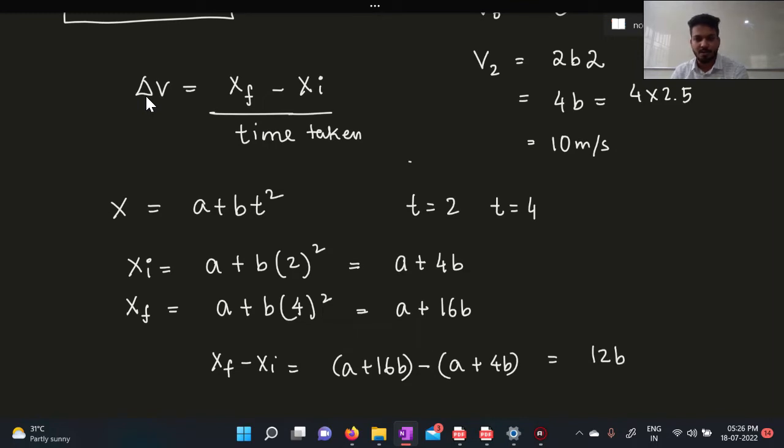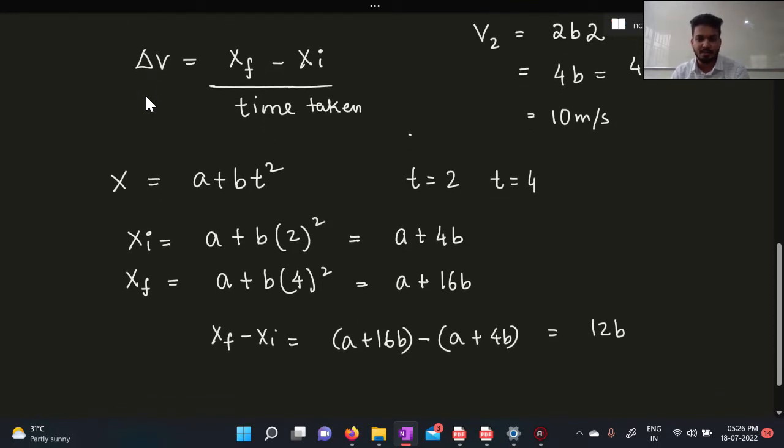Okay, now what is the change? What is the time taken? So from t is equal to 2 seconds to t is equal to 4 seconds. Time taken is how much? 2 seconds. Time taken is simply 2 seconds. 4 minus 2 is just 2.